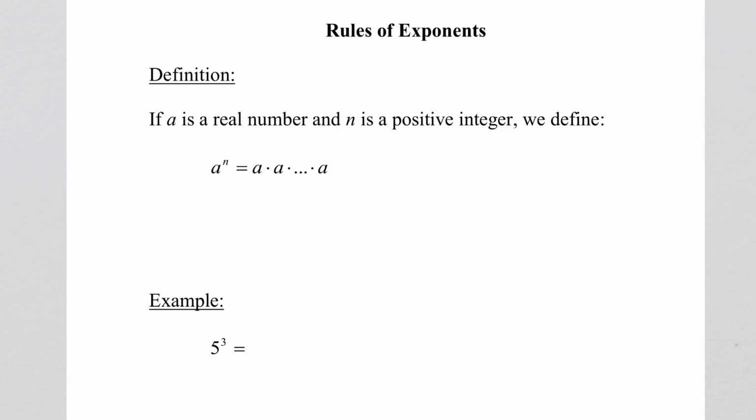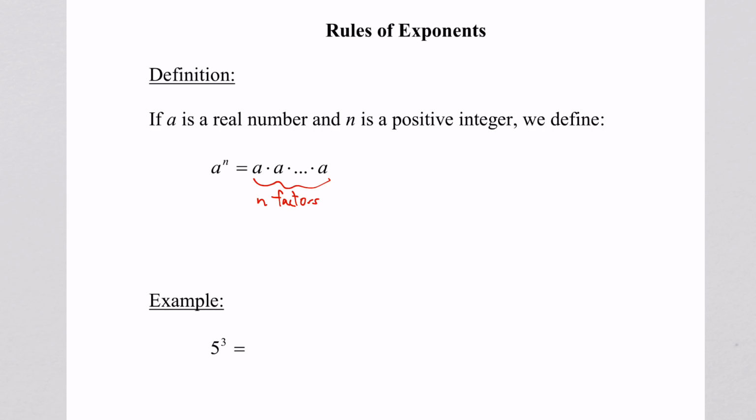In this video, we're going to talk about the rules of exponents, but let's begin with a simple definition. It says that if a is a real number and n is a positive integer, then a to the n power means a times a times a times a with a total of n number of factors. Okay, so there are n factors here.